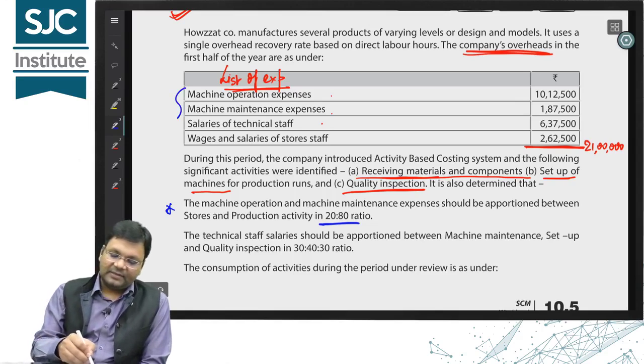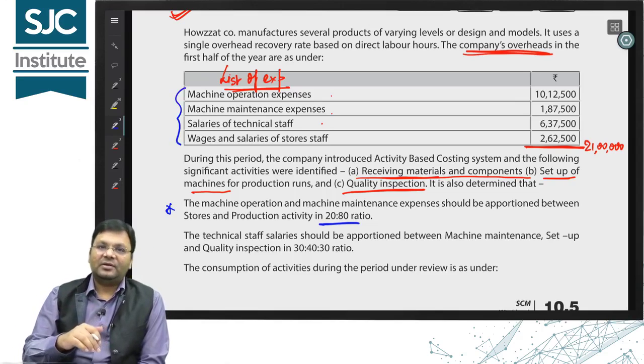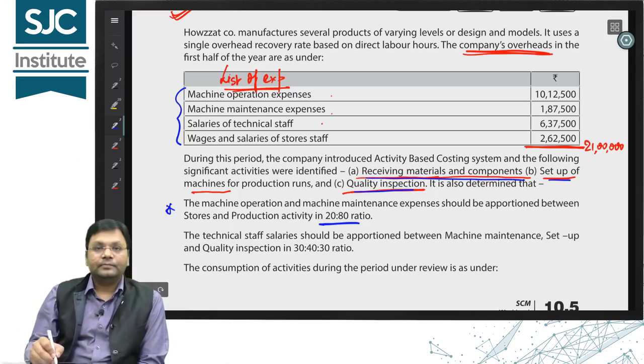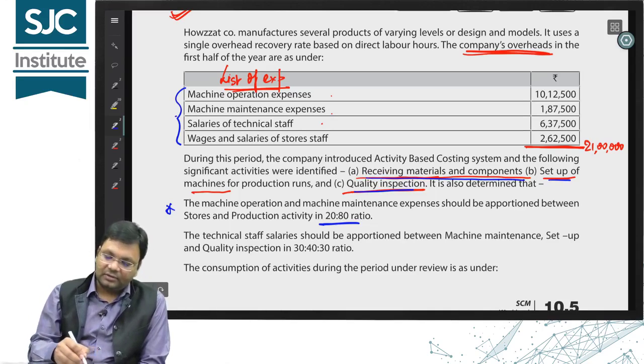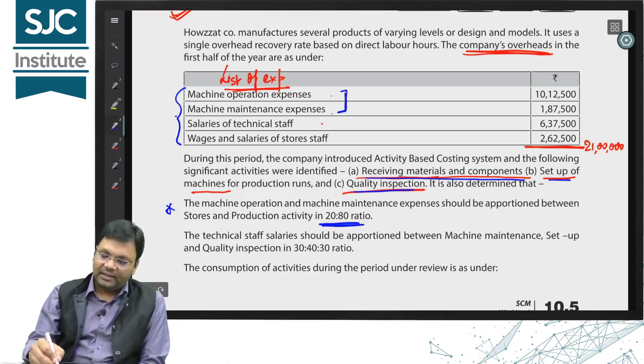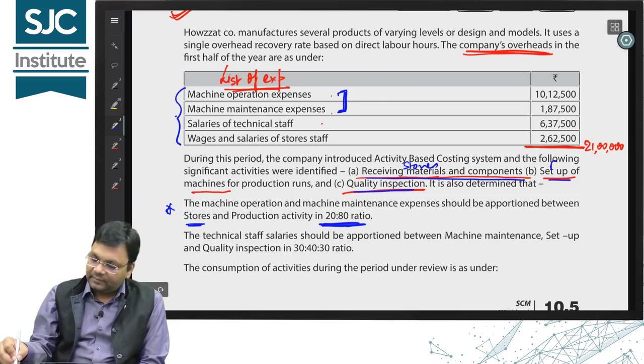You see, these are list of expenses. Either these go to departments in case of traditional costing. In case of activity based costing, these should be apportioned among the activities. So there are three activities, as you can see, 1, 2 and 3. So we got to apportion these costs into these three activities, and the ratio has been given. So they are saying machine operation and maintenance expenses should be apportioned between stores and production activity. Store activity means receiving. Receiving is a store activity, receiving material. And production activity is setup. Setup activity is production activity. So you need to understand what is store, what is production.